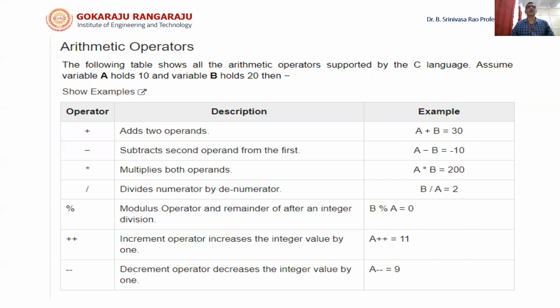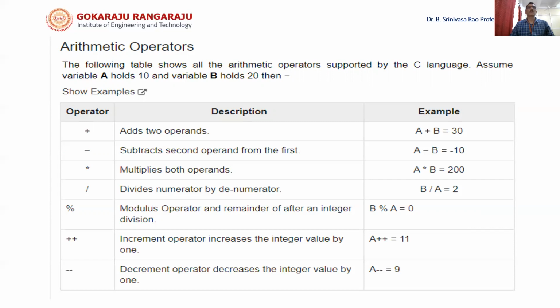Now let us come to the arithmetic operators. Generally, the arithmetic operators are used in arithmetic expressions where some numerical values are to be evaluated. In the table you observe three columns. In the first column, various arithmetic operators are shown, the description is given in the next one, and in the last column an example is given.